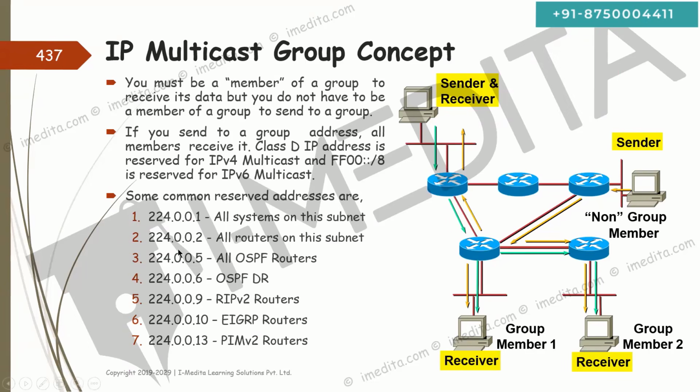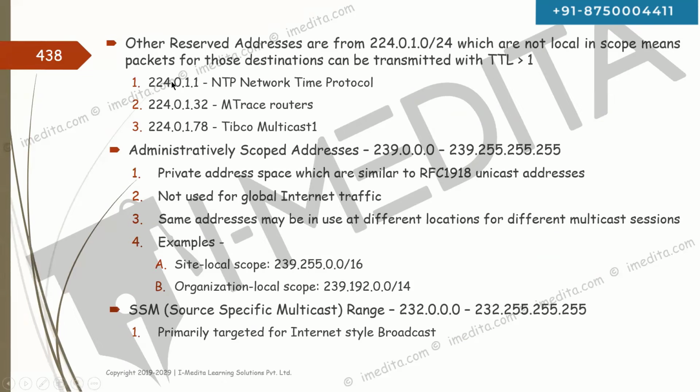Apart from these common ranges, we also have some ranges starting from 224.0.1.0. Other reserved ranges are 224.0.1.0/24, which are not local in scope, meaning that the packet can be transmitted with a TTL value greater than 1. Any packet sent to this destination can have a TTL value more than 1 as well. That means they can cross the broadcast domain, such as NTP, Tibco Multicast, whatever it is. So this range is also a reserved range in multicasting that can be used to transmit traffic from one broadcast domain to another broadcast domain in a multicast fashion.